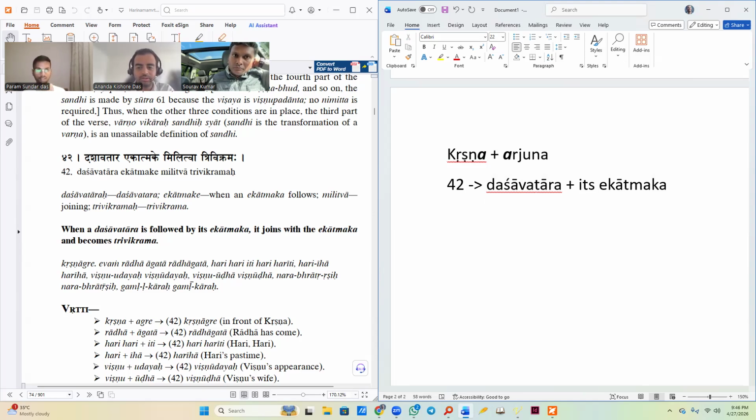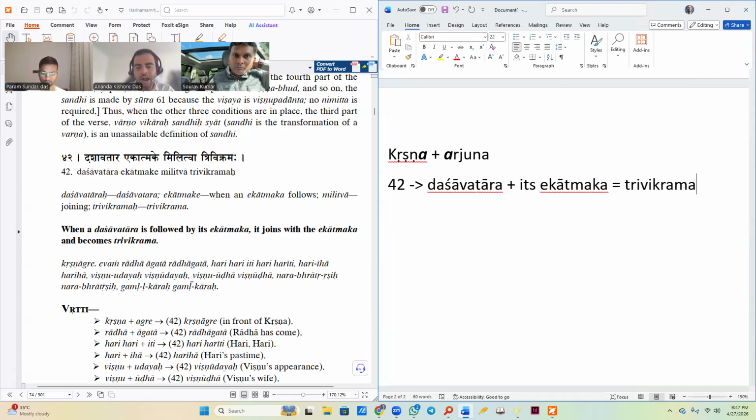Dashavataras, Ekatmakas. Tesham, those of Ekatmaka. A are Ekatmakas of each other. E, U, Ri, and Ri. We had 5 pairs. So what will happen is the Dashavatara will join with the Ekatmaka and will result in the Trivikrama form of that pair. For example, let's say we have this Krishna and Arjuna.